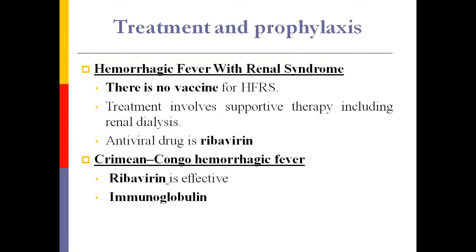What about treatment and prophylaxis? Hemorrhagic fever with renal syndrome is not prevented by vaccines. There is no vaccine for this disease. Treatment involves supportive therapy including renal dialysis due to renal disorder. And there is an antiviral drug, that is ribavirin. In Crimean Congo hemorrhagic fever, we also may use ribavirin for treatment and immunoglobulin injection. Vaccine is also absent.